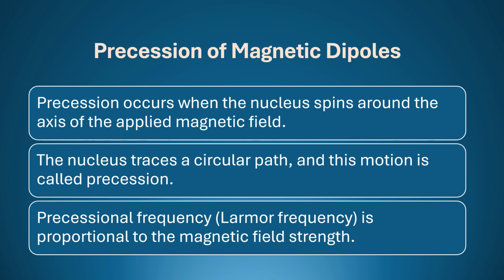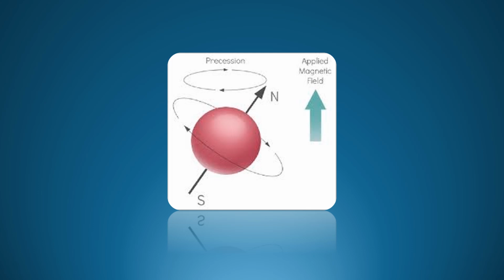When an external radio frequency pulse is applied at the Larmor frequency, it can excite the nucleus to a higher energy state, which then relaxes and emits detectable signals. This concept is key to obtaining meaningful data from NMR spectroscopy. When a magnetic field is applied, the nucleus behaves like a spinning top. The magnetic moment of the nucleus precesses, rotates around the direction of the magnetic field. The N and S poles of the nucleus move around the field direction as shown in the diagram.